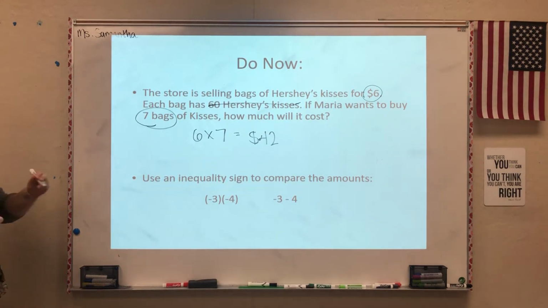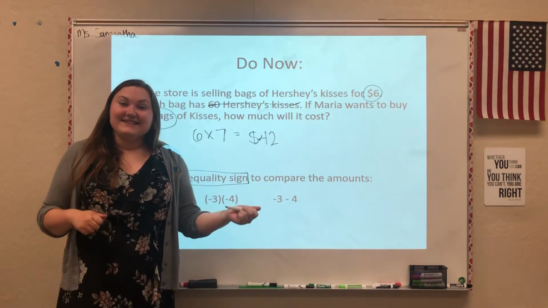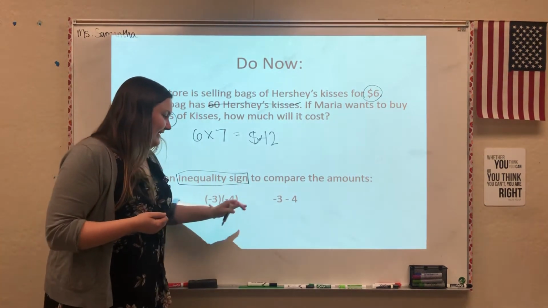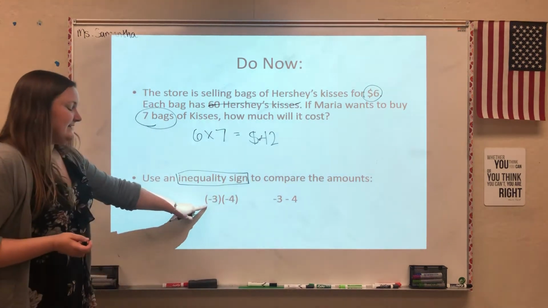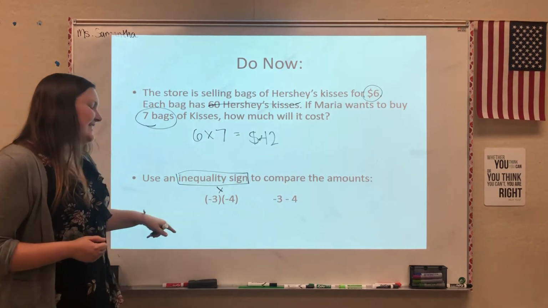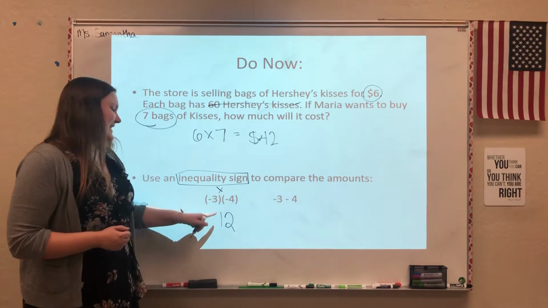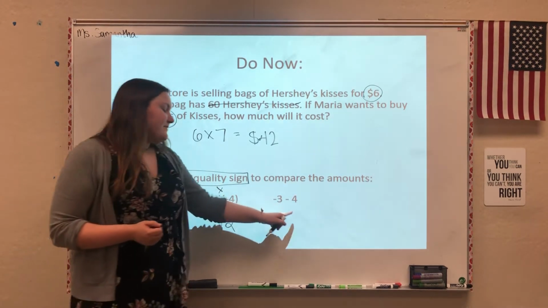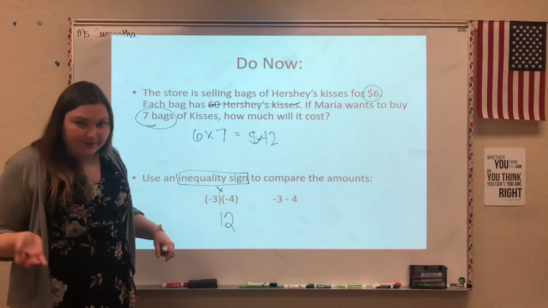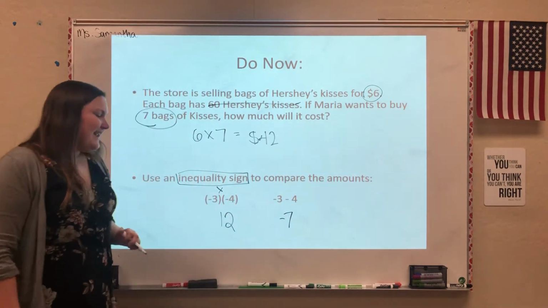To answer this one, first you need to know what an inequality sign is. We have 2 inequality signs, the less than sign and the greater than sign. To know which one I want to use here, I need to know what each side equals. This left side here, if you've got 2 numbers next to each other in parentheses, that is multiplication. -3 times -4, well, 3 times 4 is 12, and a negative times a negative is a positive. On this right side, we have -3 minus 4. I see they are both negative. Since they're both negative numbers, that means we want to add those 2 numbers together and keep that negative sign.